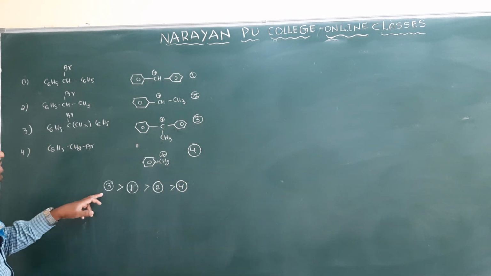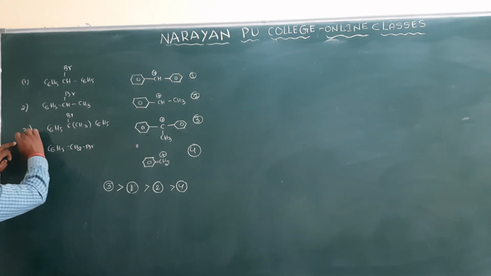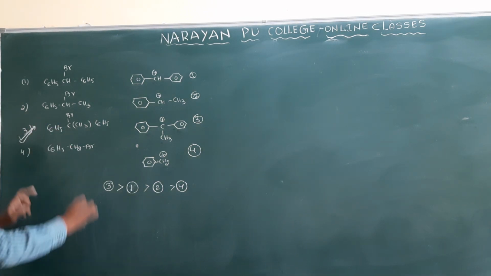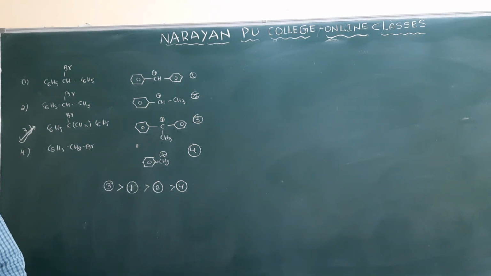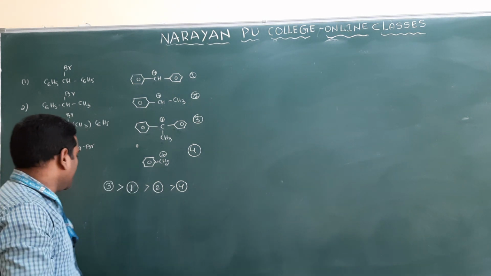Which one is most stable here? This carbocation. So that's why these alkyl halides are involved in the SN1 reaction very fast. Clear? Next one, question number 2.